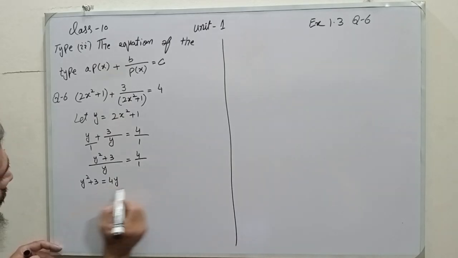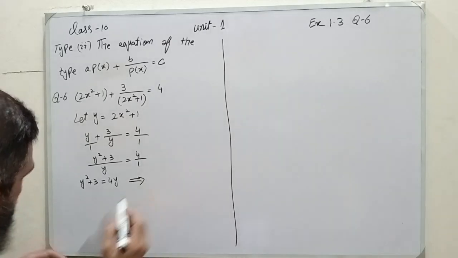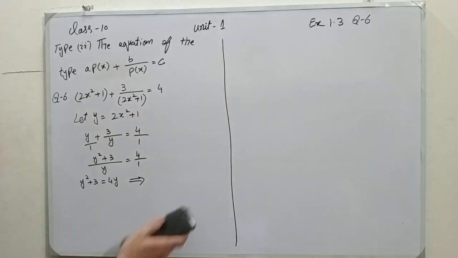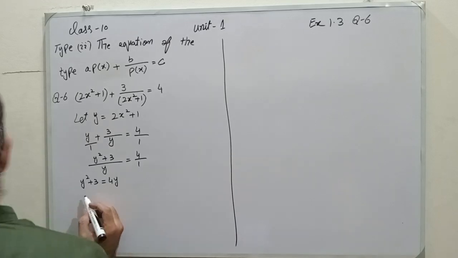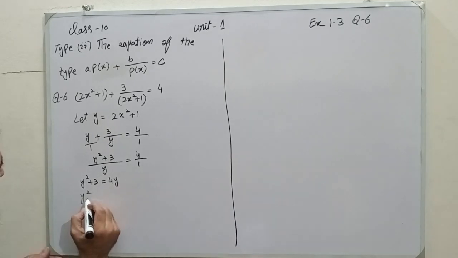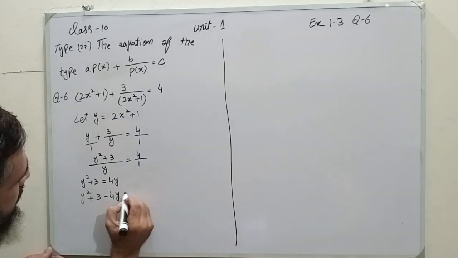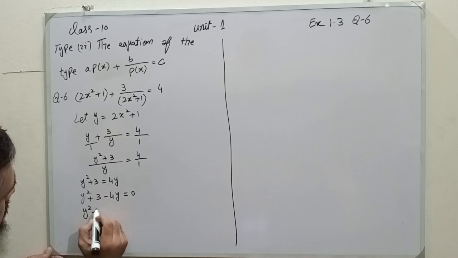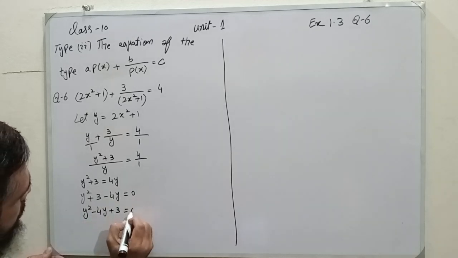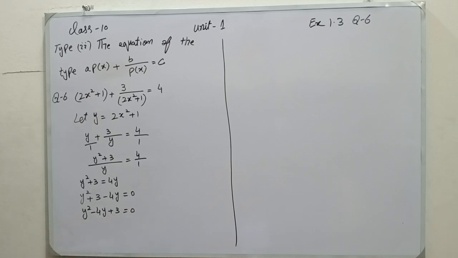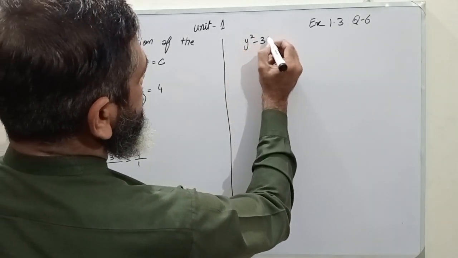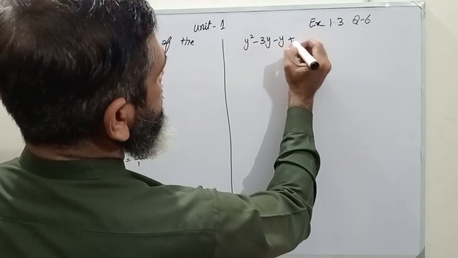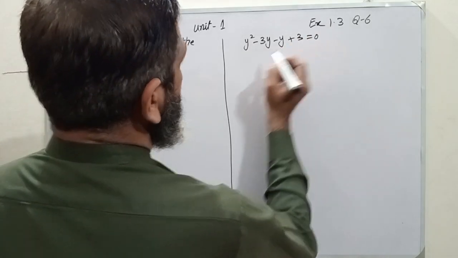We can write it as y square plus 3 minus 4y is equal to 0. Here y square minus 4y plus 3 is equal to 0. Now it is in the standard quadratic form. Here we will use the factorization method to solve this equation. Here y square minus 3y minus y plus 3 is equal to 0.